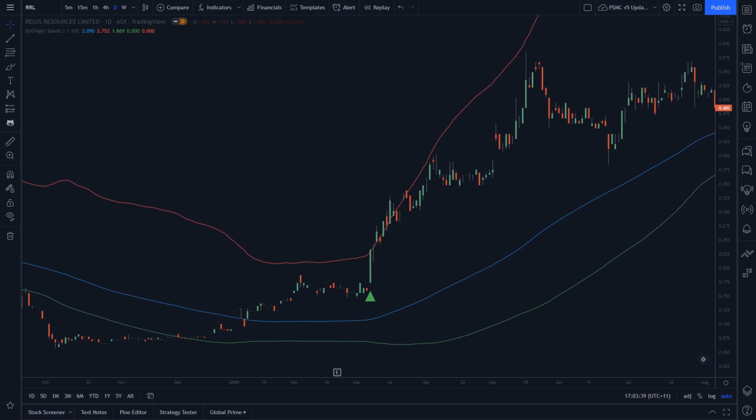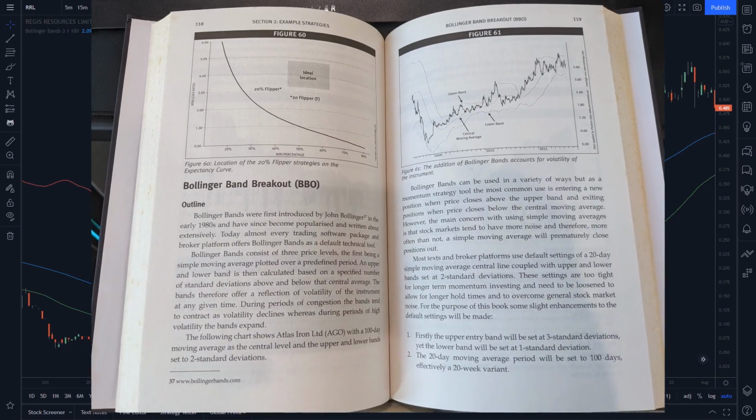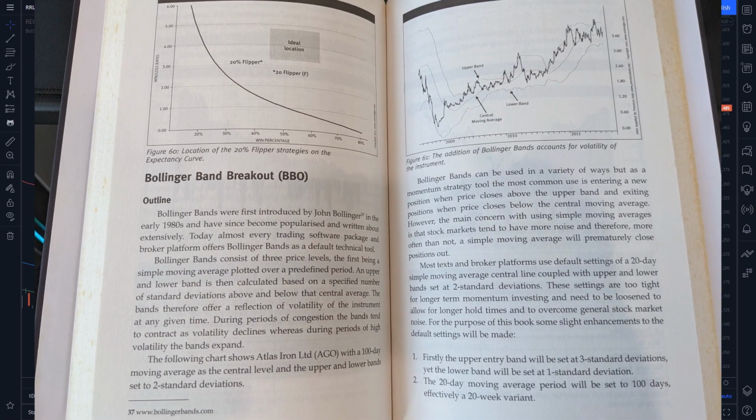So before we start, I'm going to read some of Nick's book on his Bollinger Band breakout strategy. So Nick says, Bollinger Bands were first introduced by John Bollinger in the early 1980s and have since become popularized and written about extensively. Bollinger Bands consist of 3 price levels, the first being a simple moving average. An upper and lower band is then calculated based on a specified number of standard deviations above and below that central moving average. The bands therefore offer a reflection of volatility of the instrument at any given time.